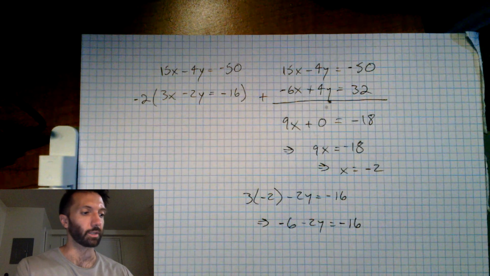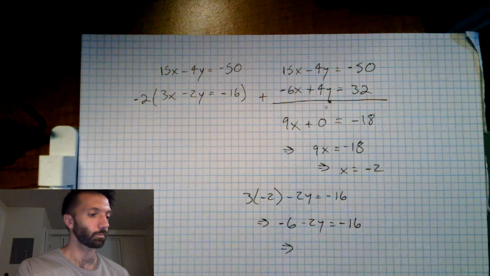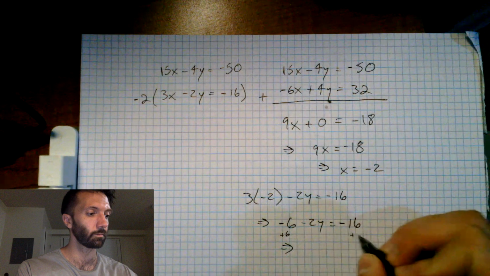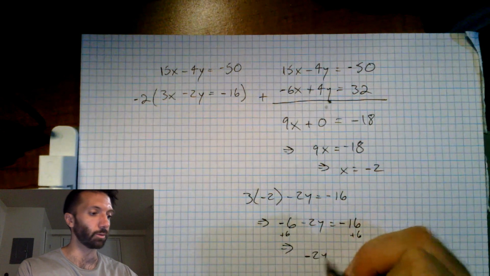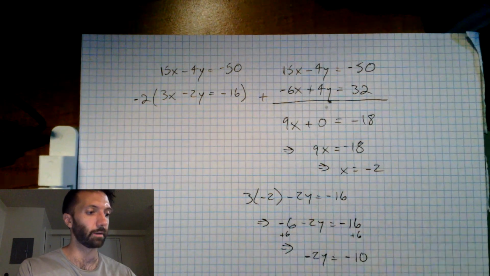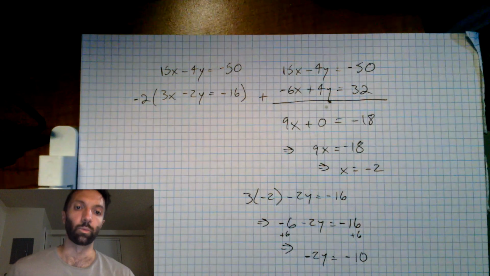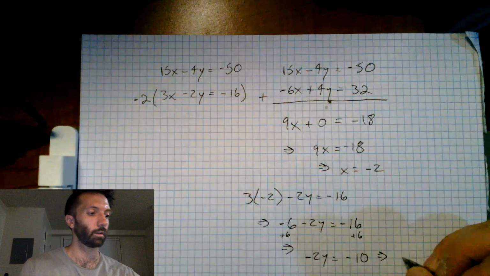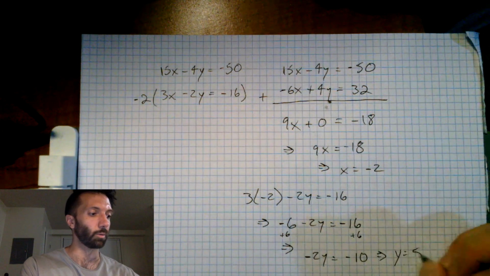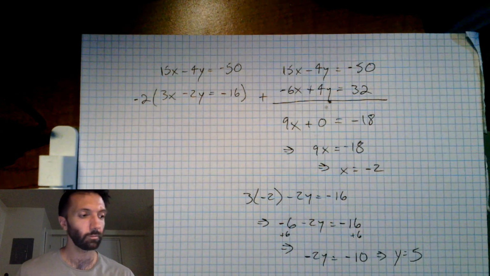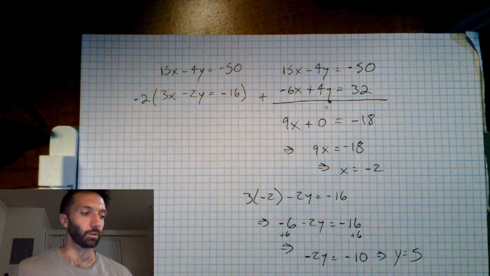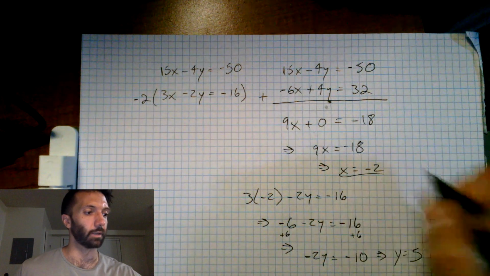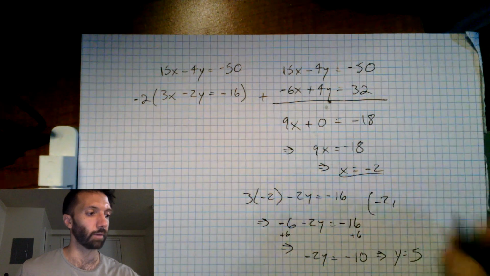All right, then we can add the 6 to both sides. So we get negative 2y equaling negative 10. And then we can divide both sides by negative 2. And we see that y is going to equal positive 5. And so the solution to the system is negative 2, comma 5.